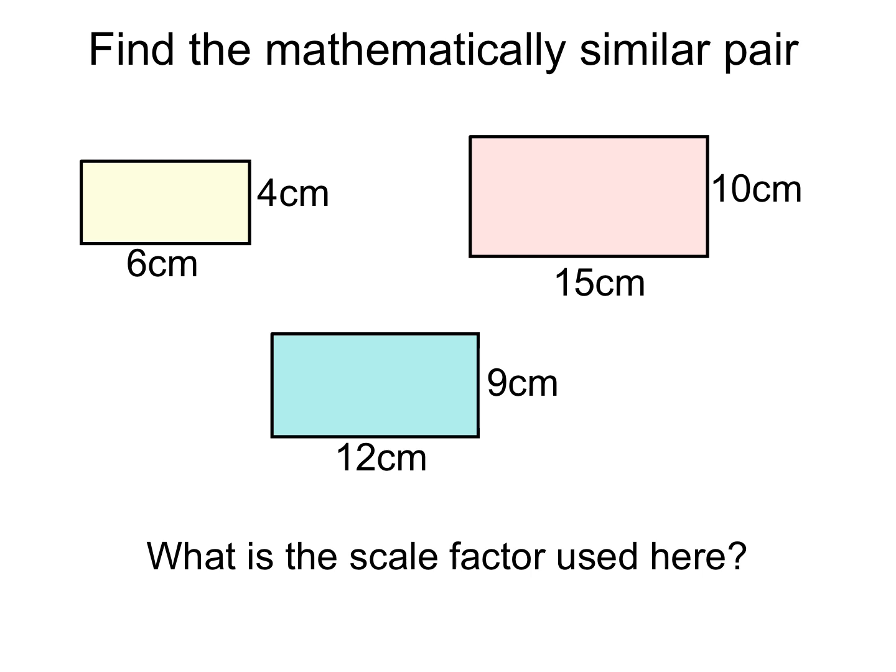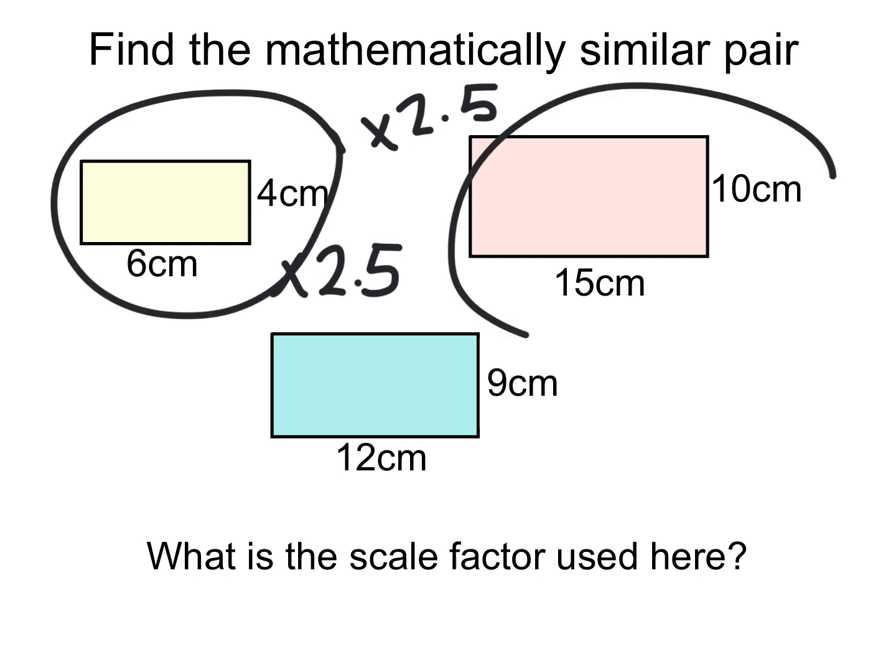So we'll now try comparing the yellow one to the pink one. The connection isn't quite double here, but I have noticed if I multiply 4 times 2.5, that will give me 10. And 6 times 2.5 would also be 10. So this one does have similarity. So these are the mathematically similar shapes. And just to check, there is no similarity between the pink and the blue. There is no way to get from 10 to 9 or 15 to 12 or vice versa. So they are the mathematically similar ones.